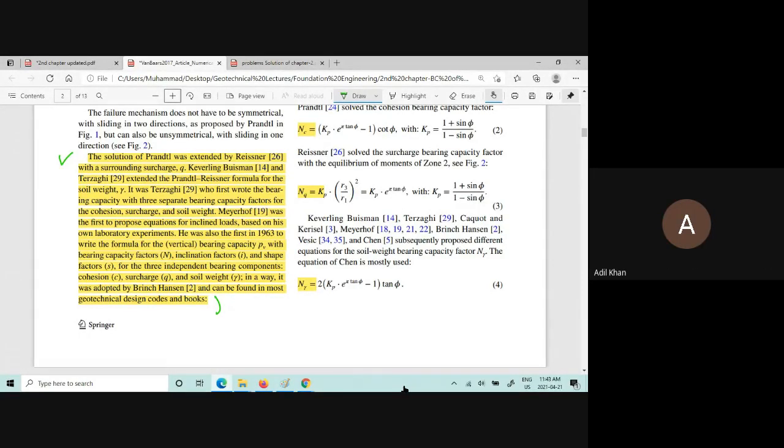The solution of Prandtl was extended by Reisner with the surrounding surcharge q. Kelvin, Besman and Terzaghi extended the Prandtl-Reisner formula for soil weight gamma. It was Terzaghi who first wrote the bearing capacity with the three separate bearing capacity factors for the cohesion, surcharge, and soil weight.